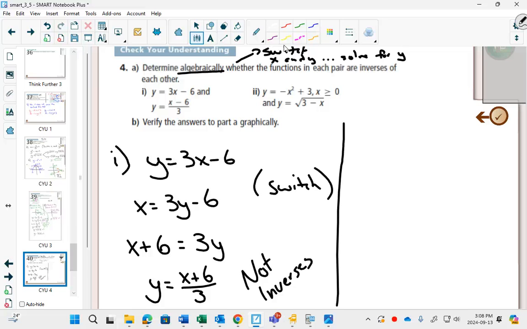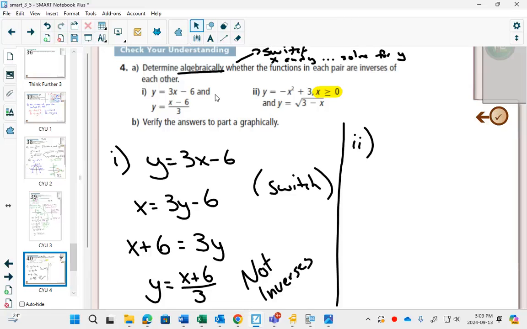Okay, second one. A couple of things to point out in the second one. We have y equals negative x squared plus 3. That should be fairly okay, but then right after, they have this extra stuff. What is that extra stuff? Domain. That's the domain restriction.